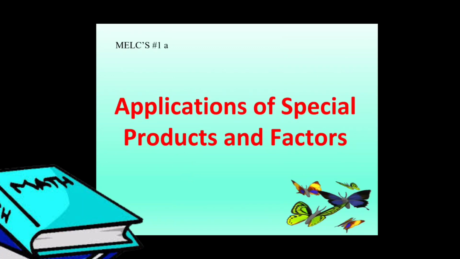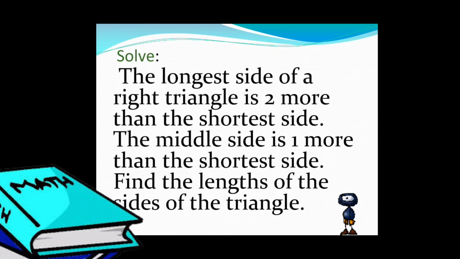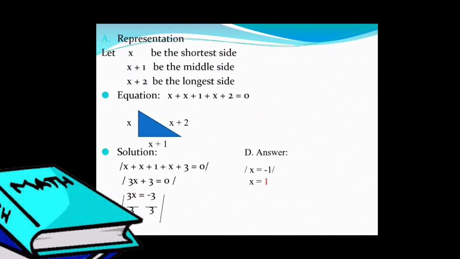Applications of special products and factors. The longest side of a right triangle is 2 more than the shortest side. The middle side is 1 more than the shortest side. Find the lengths of the sides of the triangle. Our representation, let x be the shortest side, x plus 1 be the middle side, x plus 2 be the longest side. For our equation, x plus 1 plus x plus 2 is equals to 0.